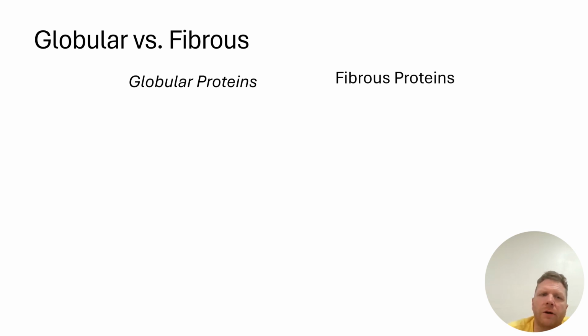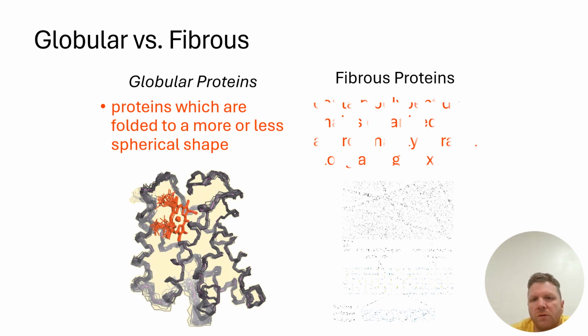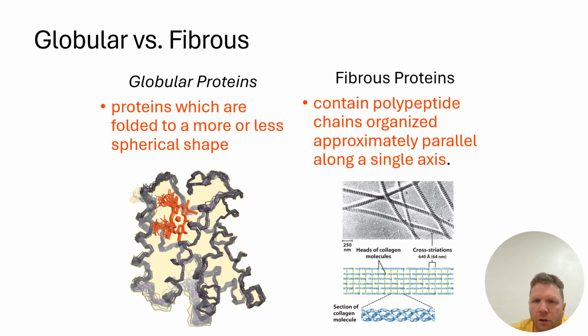Proteins fall into two major categories. They either are globular or fibrous proteins. Globular proteins are folded to a more or less spherical shape, whereas fibrous proteins have a much more rigid pattern. They contain polypeptides organized approximately parallel along a single axis. All right, well, that wraps up our intro into protein structure.